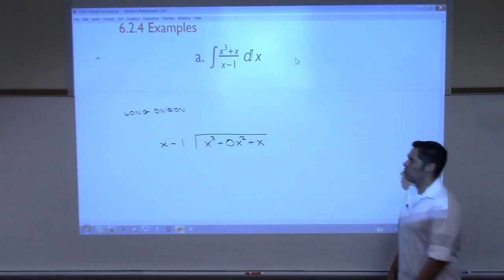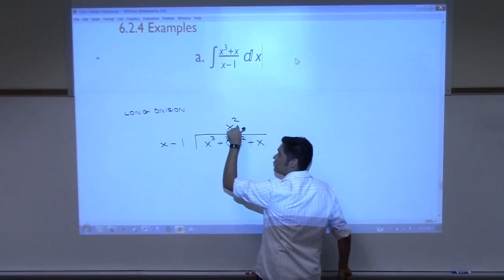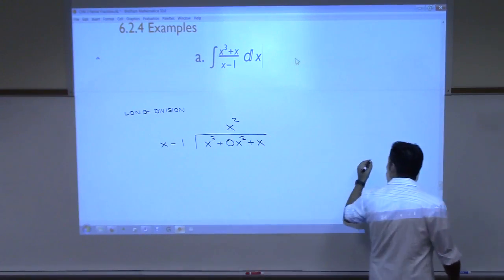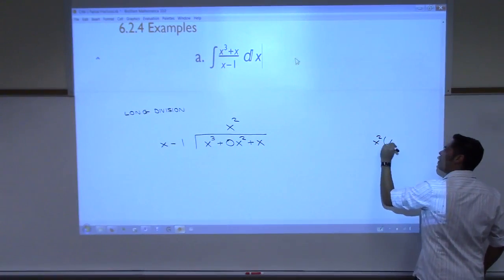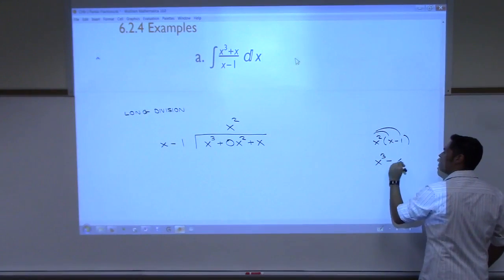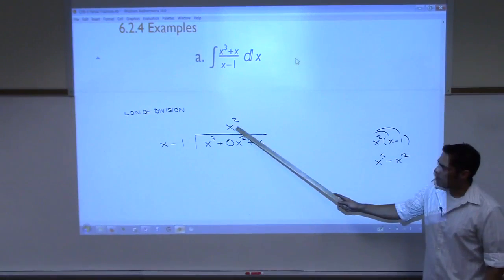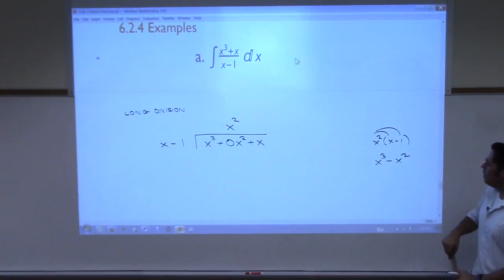x squared. So you place that right here. And then you're actually going to multiply x squared times this. And sometimes I'll write it down on the side. I'm multiplying x squared times x minus 1, which distributes to each one. I get x cubed minus x squared. Right? That's what's happening. I'm going to multiply this times this. And that gives me this.